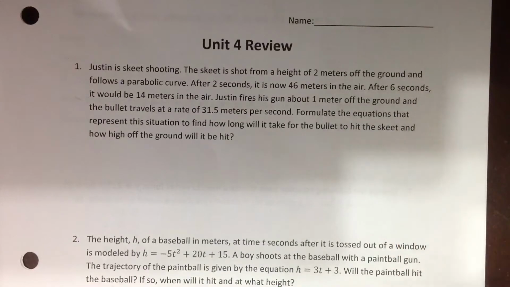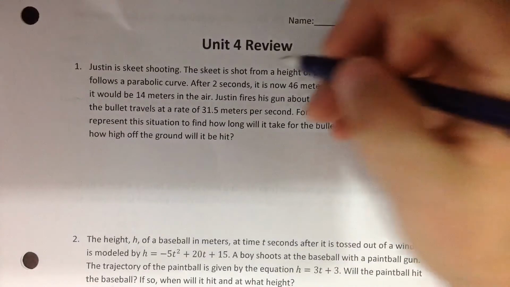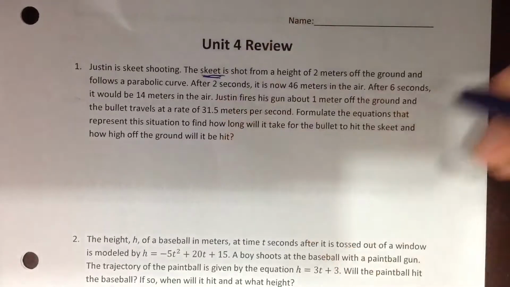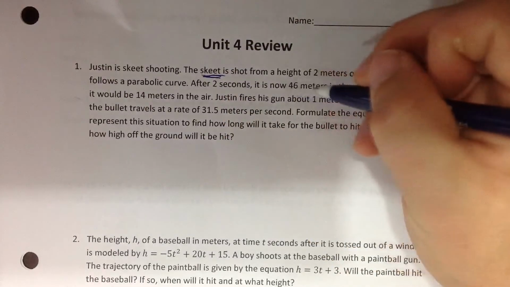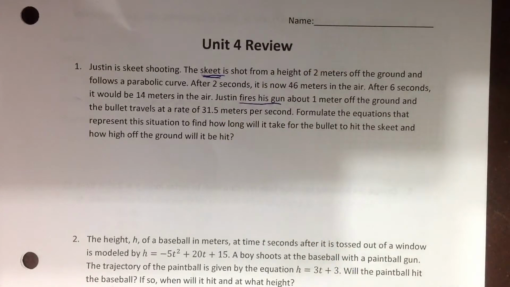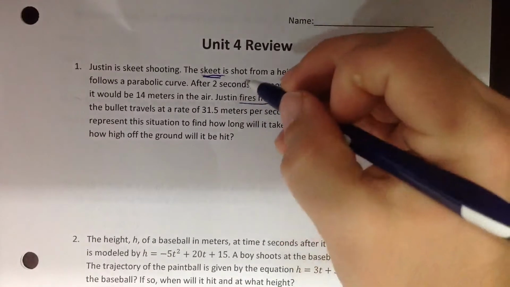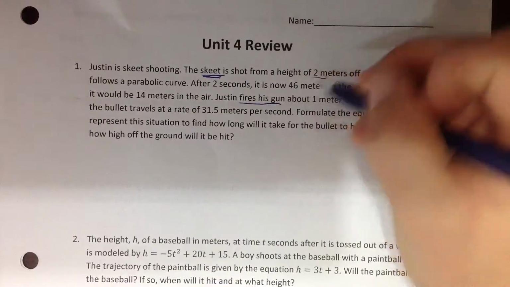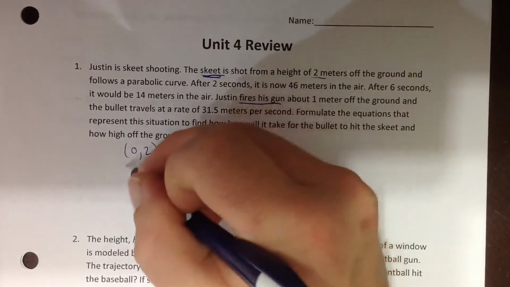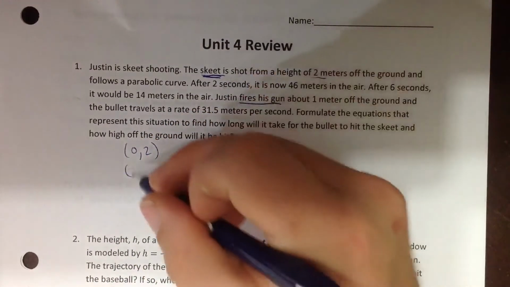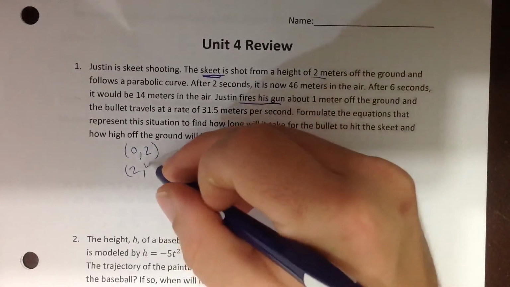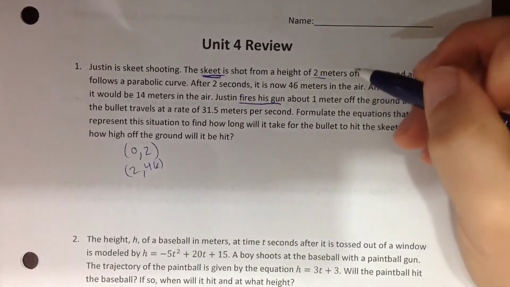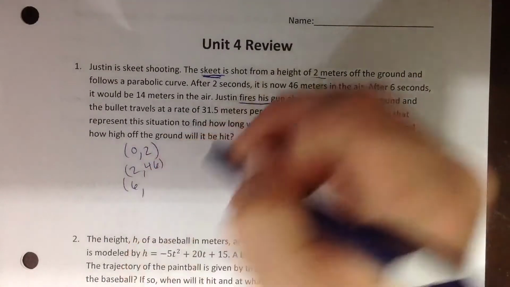Number 1 has two equations. One equation is going to be the skeet, the disc, and the second equation is going to be the firing of the gun, the bullet. First off, for the disc, we've got 3 points. It starts at 0, 2. The next point says after 2 seconds, it's 46 meters off the ground. And then my last one is 6, 14.